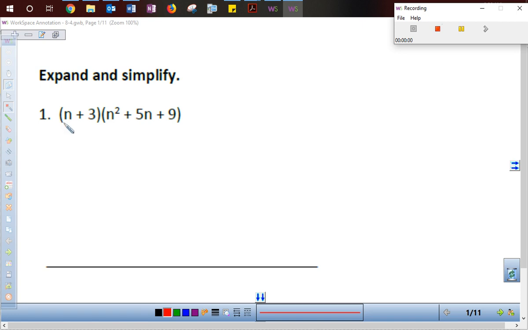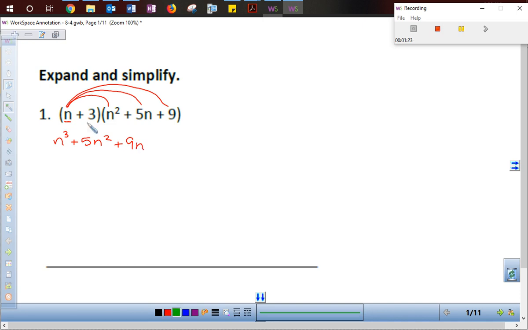So first, we're going to start with the first term in my first polynomial, which is this n. And I want to distribute this n through my second polynomial. So if I take n times n squared, that's going to give me n to the third power. Then I'll take n times 5n, and I'm going to get 5n squared. Finally, I'm going to take n times 9, and I'm going to be left with 9n.